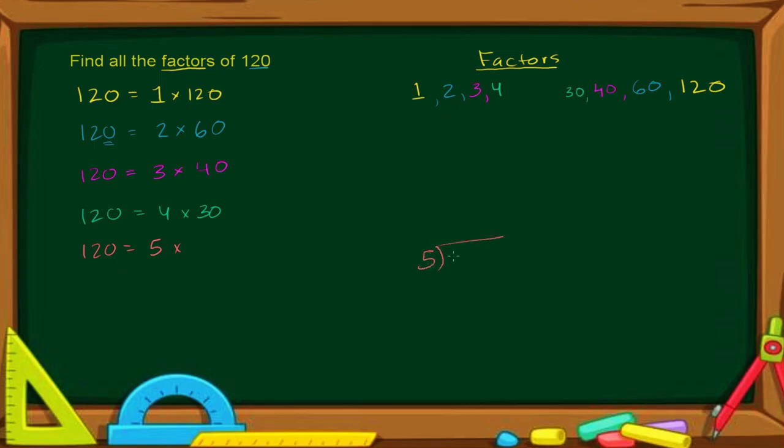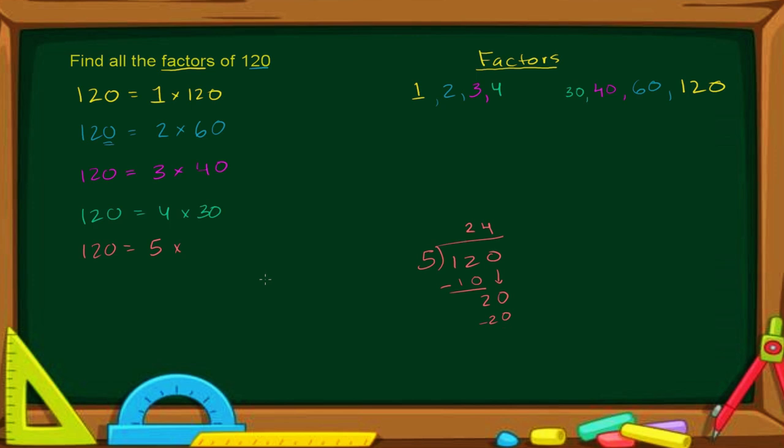So 5 goes into 120. It doesn't go into 1. It goes into 12 2 times. 2 times 5 is 10. Subtract, you get 2. Bring down the 0. 5 goes into 20 4 times. 4 times 5 is 20, and then you subtract and you have no left over, as we expect, because it should go in evenly. This number ends with a 0 or a 5.